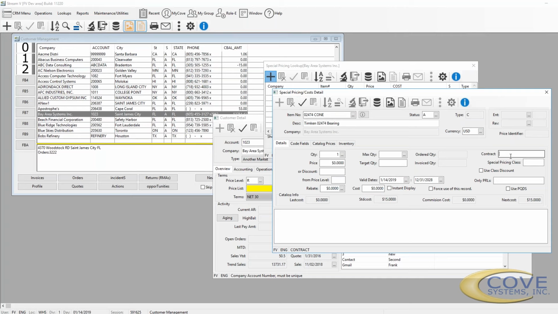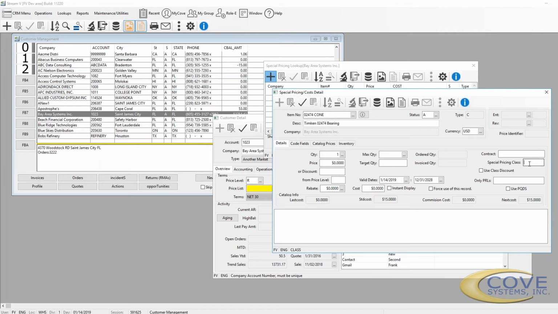Jet Propulsion Laboratories, they do contracts with all sorts of companies for research. So you may have negotiated with Boeing to provide product at a certain price and have a contract number, and JPL can buy under that contract because they're doing a project for Boeing. So you would put the contract number in here, and then when JPL placed an order, they would provide the contract number, which would go into the sales order, and then it would come up with this target price.